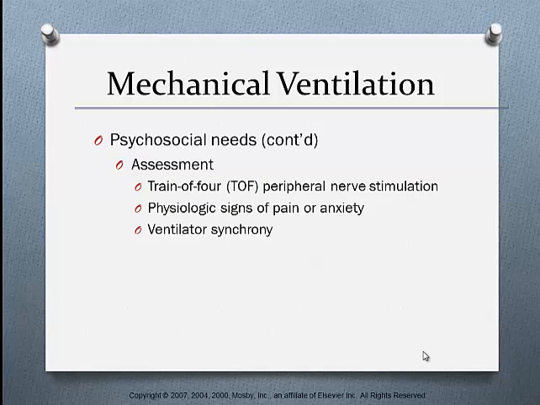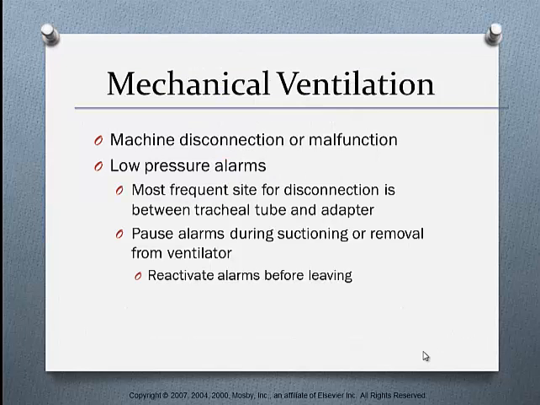For psychosocial needs and assessment, the Train of 4, the peripheral nerve stimulation, is used. Physiological signs of pain and anxiety should be noted, and ventilator synchrony. This talks about our different alarms.